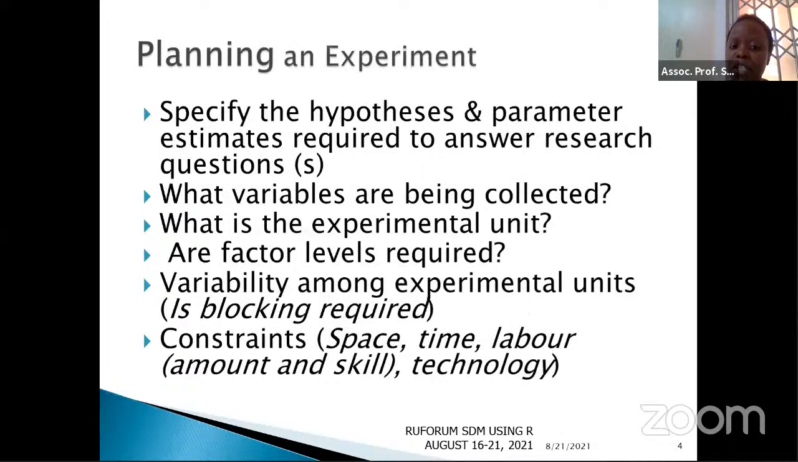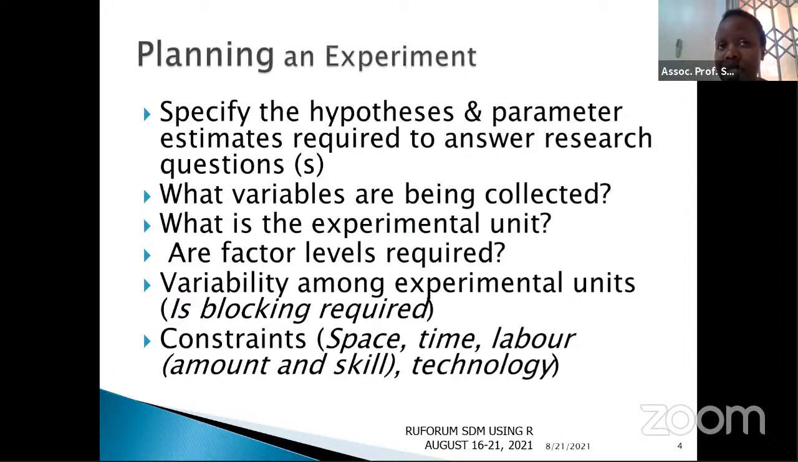As you plan an experiment, you need to specify hypotheses and the parameters required to answer the research objectives. I know we've already mentioned hypotheses. We have two types: the null hypothesis and the alternative hypothesis. Normally, the null hypothesis is a hypothesis of no difference. For example, there is no difference in the growth of the species when we looked at the forestry data yesterday. So the average growth rate for species A is similar to B, similar to C, and similar to D. And the alternative is that at least one of the average growth rates is different.